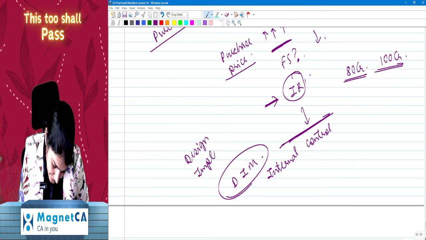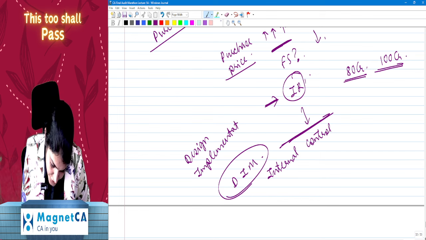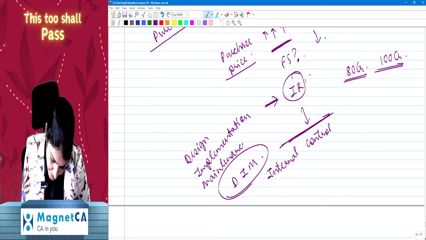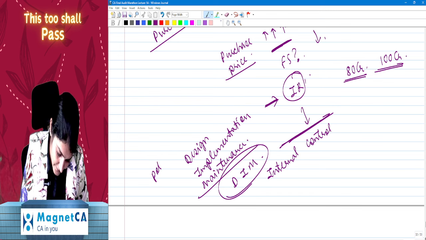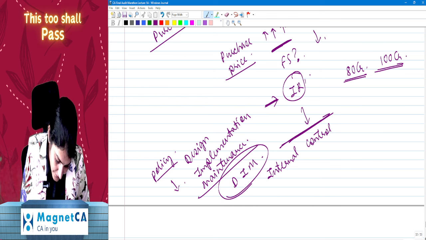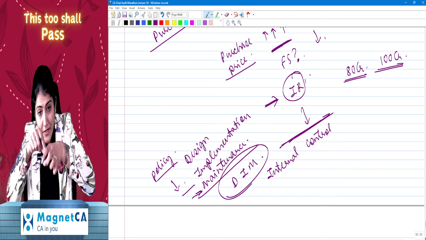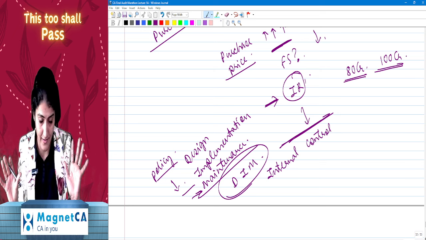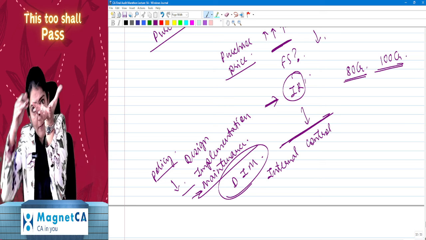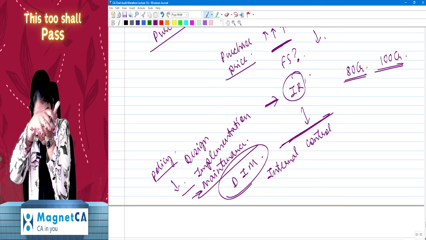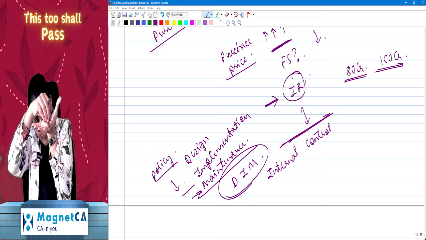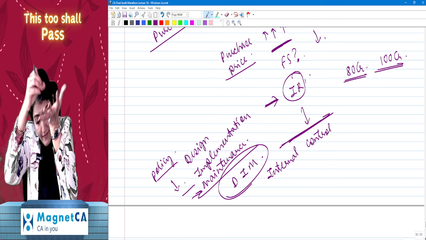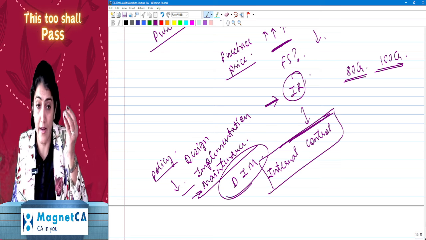Design, implementation and maintenance. In design, whether there is a policy for purchases. Is that policy implemented? And is it implemented for the entire period for which the financial statements are being prepared? So there is a risk that purchases may not be correctly recorded. Now what does management want? Purchases should be correctly recorded. So for that, what do they do? They design the controls in the organization.